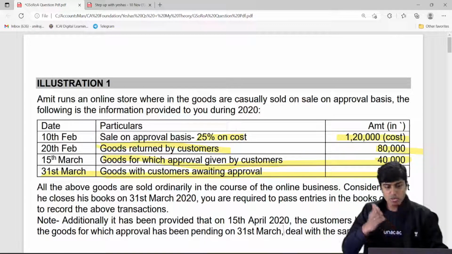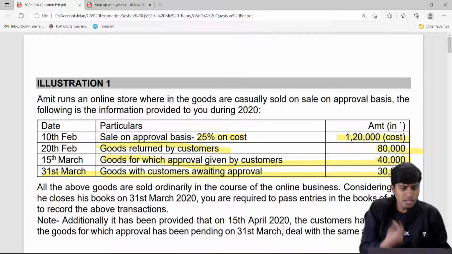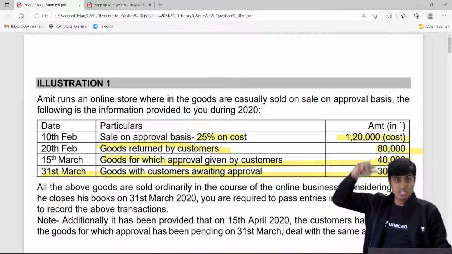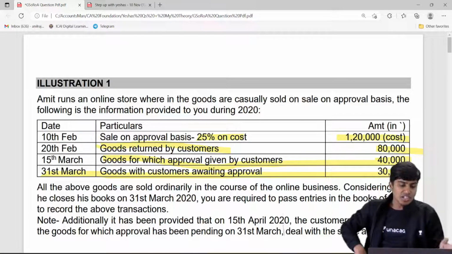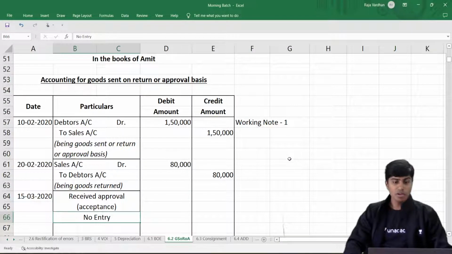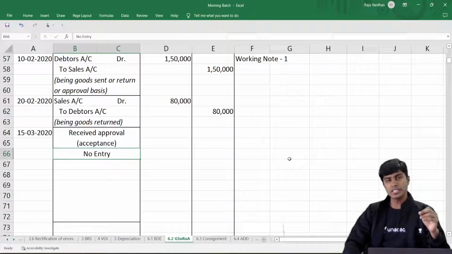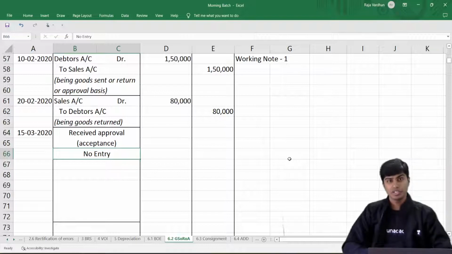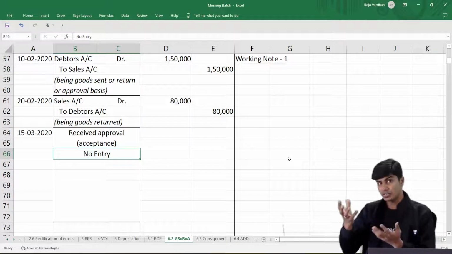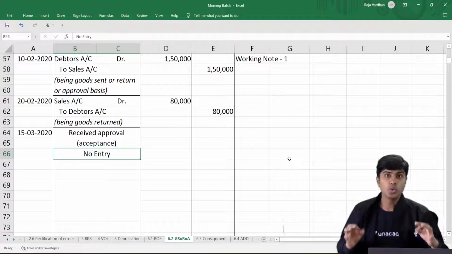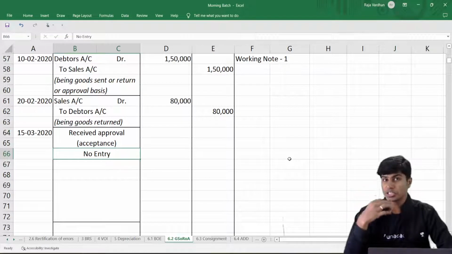So all the above goods are sold ordinarily in the course of business. Considering that he closes his books of accounts on 31st of March 2020, you are required to pass entries. We will do it. Additionally, it has been provided that on 15th April 2020, which is next year, the customers have rejected the goods for which approval was pending. So the time period has not lapsed for these goods. When the goods have been sent on return or approval basis, we have transferred the possession but not the ownership. Because we have the ownership and the possession of the goods is transferred, the sales entry that was passed previously should now be reversed. And though the possession is with the other party, the ownership is with us.